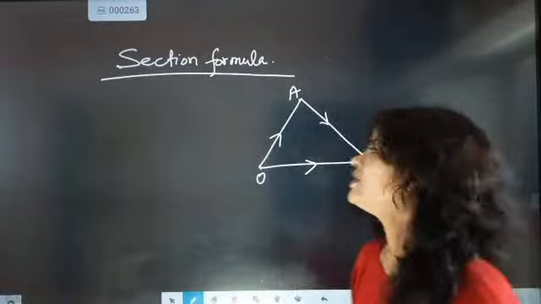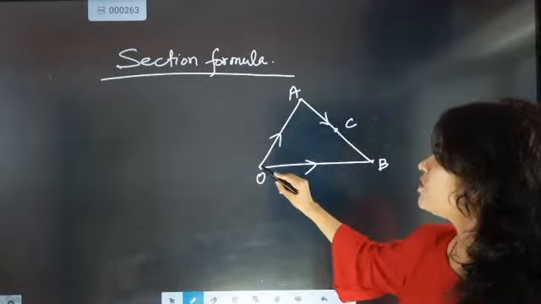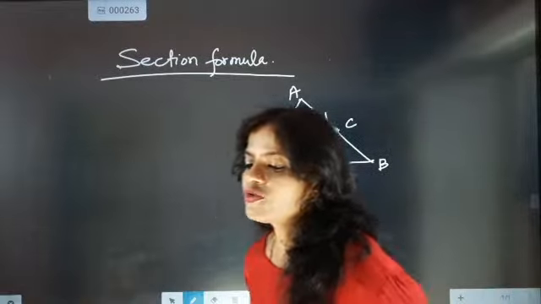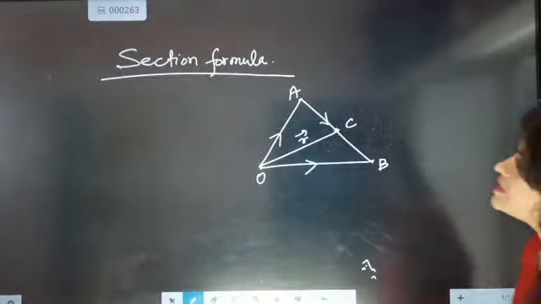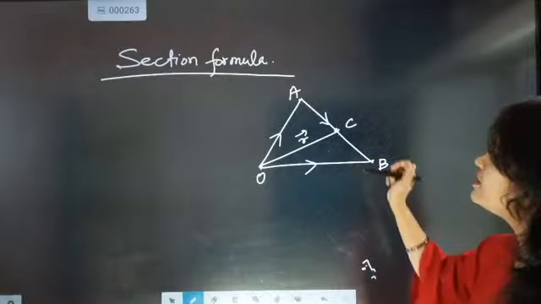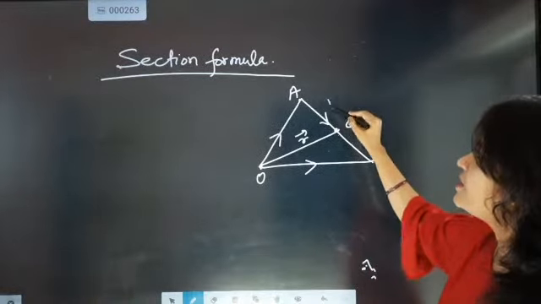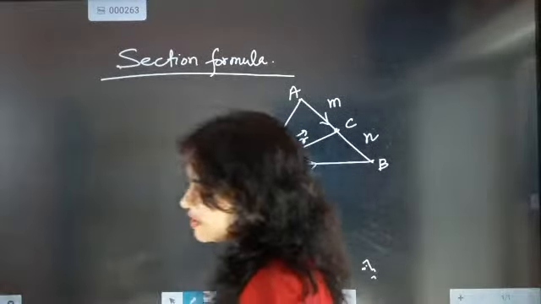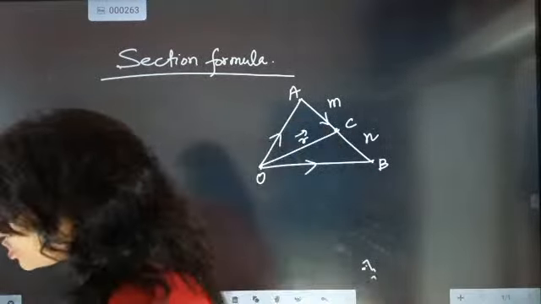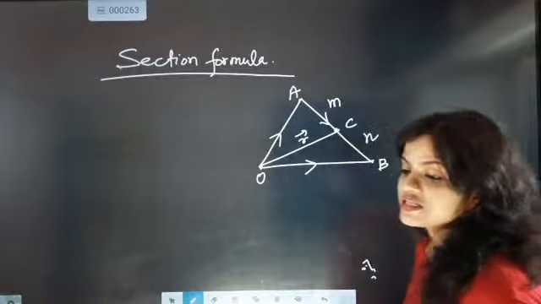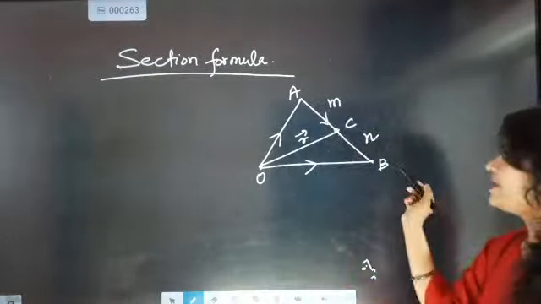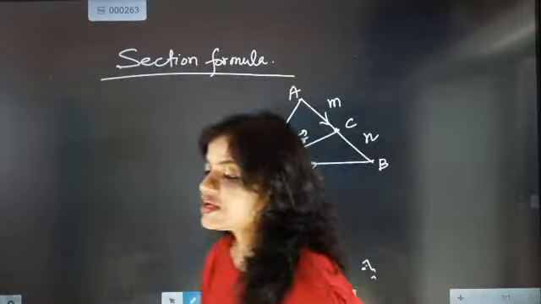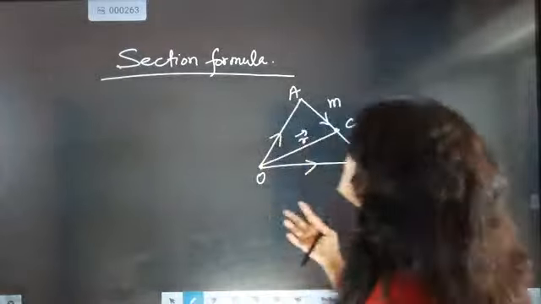Next, we take a point C. The resultant will come as R vector, the resultant vector. Now you have to find the internal section. For finding the internal section, let this point C divide AB in the ratio m is to n. Then how do we find the internal section formula? The position vector of C is dividing AB in internal ratio m is to n.